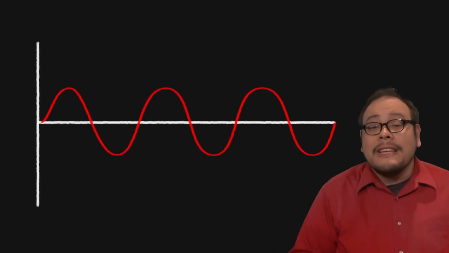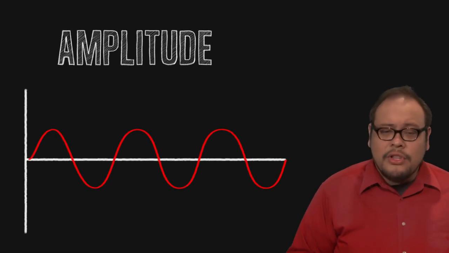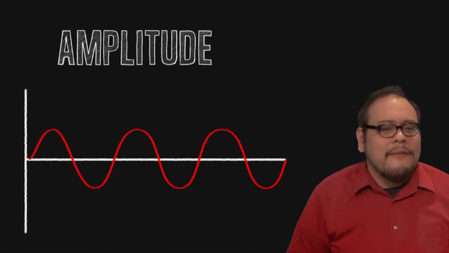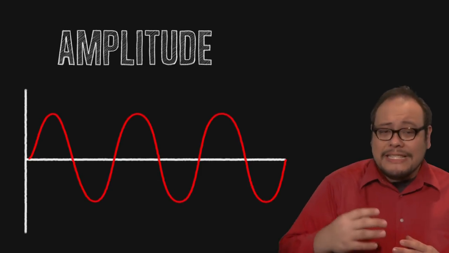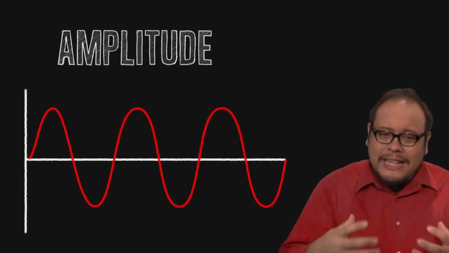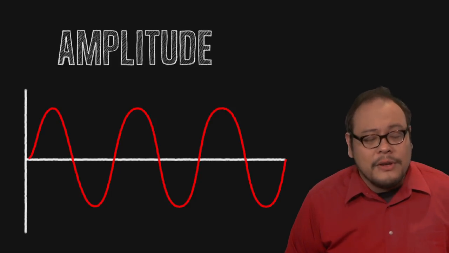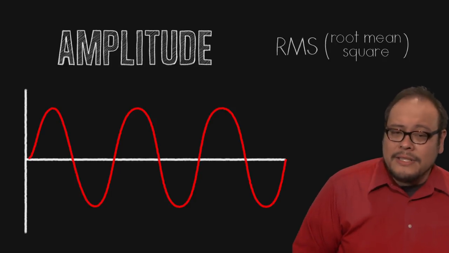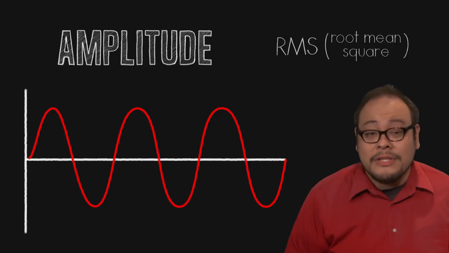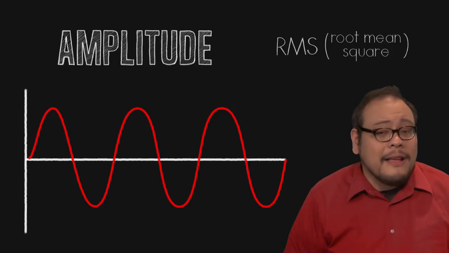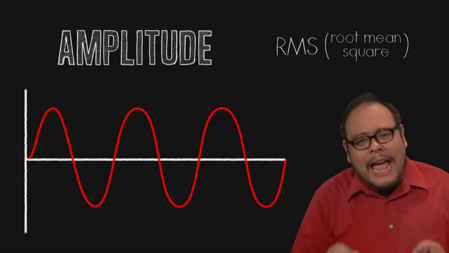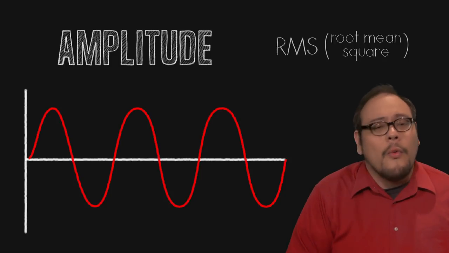The first is amplitude. Now, amplitude is the strength of the wave itself. The greater the distance from the center line, the more intense the wave. A common method of describing amplitude is something called RMS, root mean square, which is a mathematically handy way of determining the average amplitude of a wave.